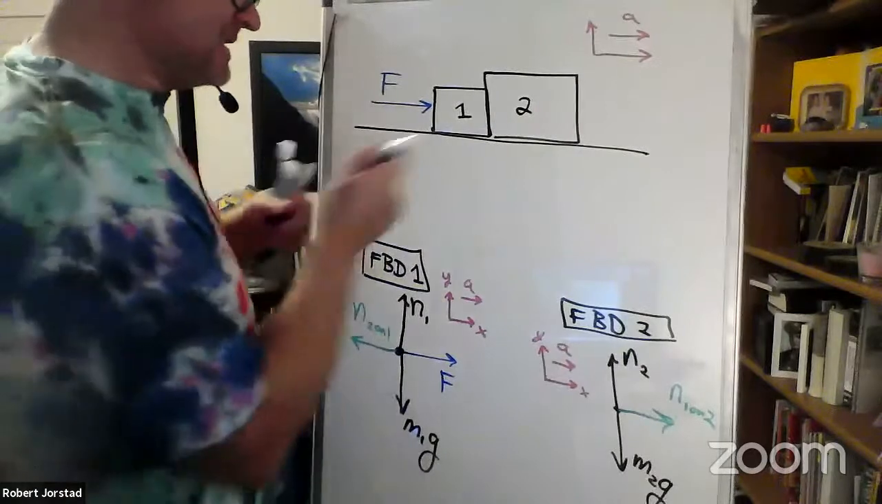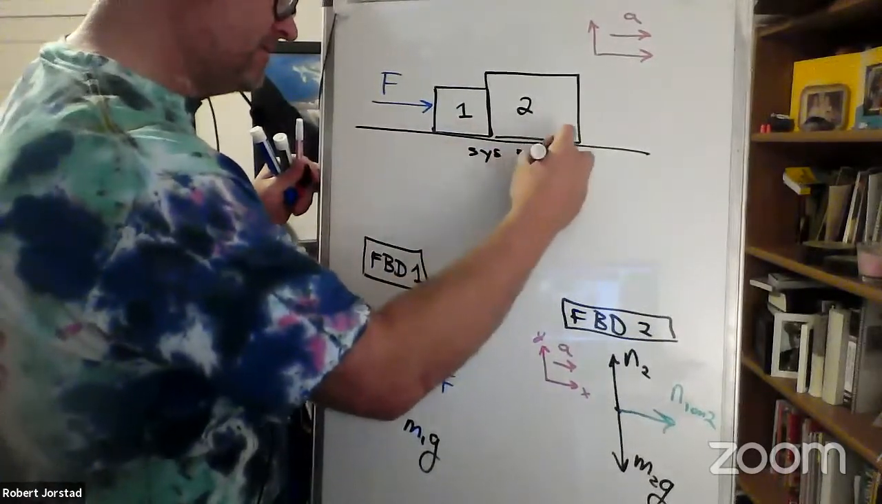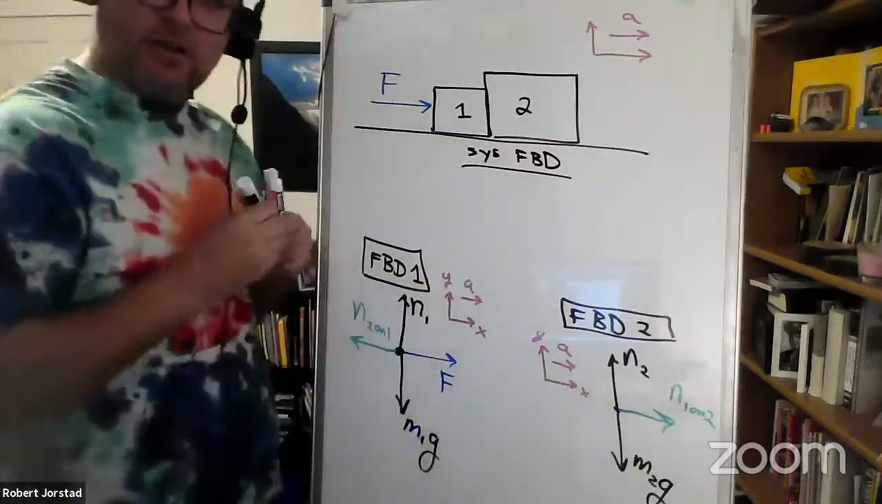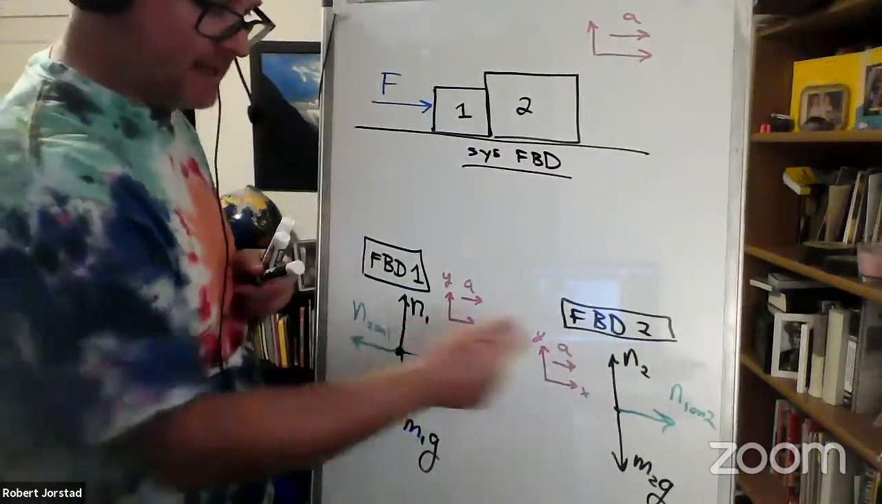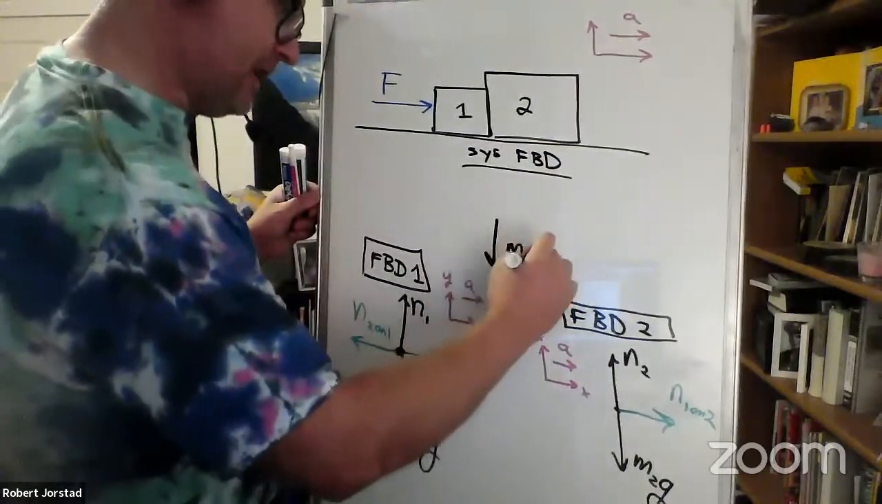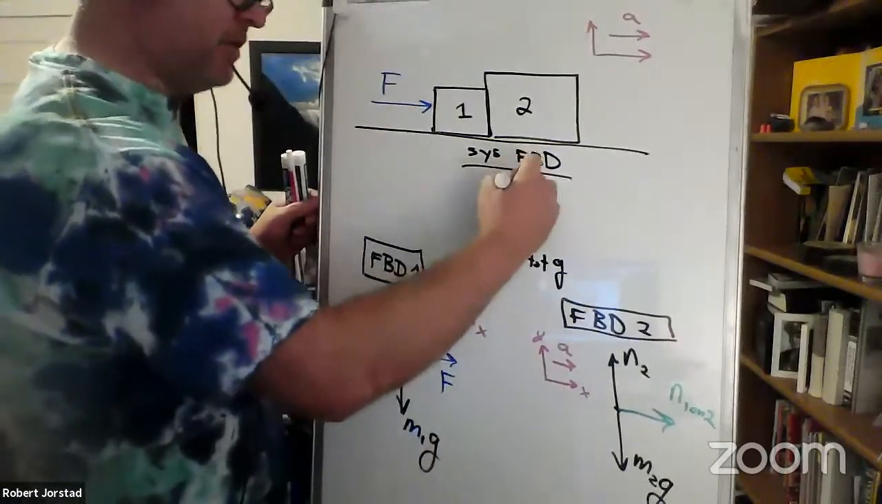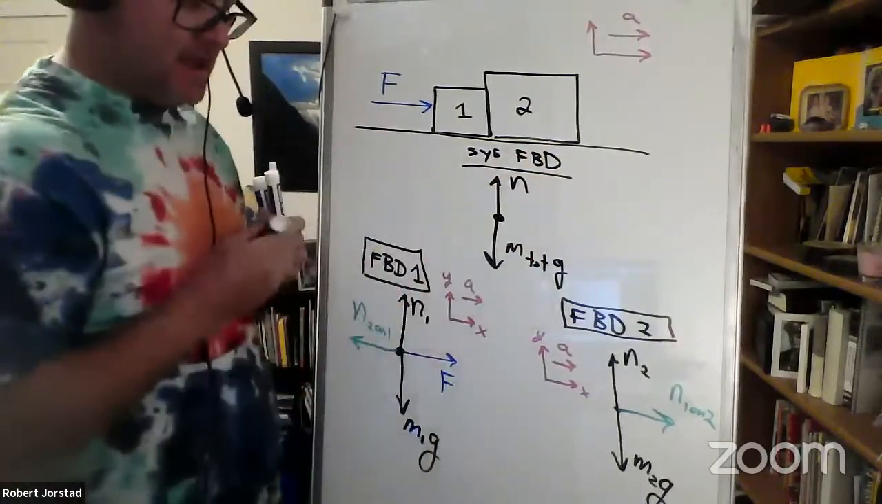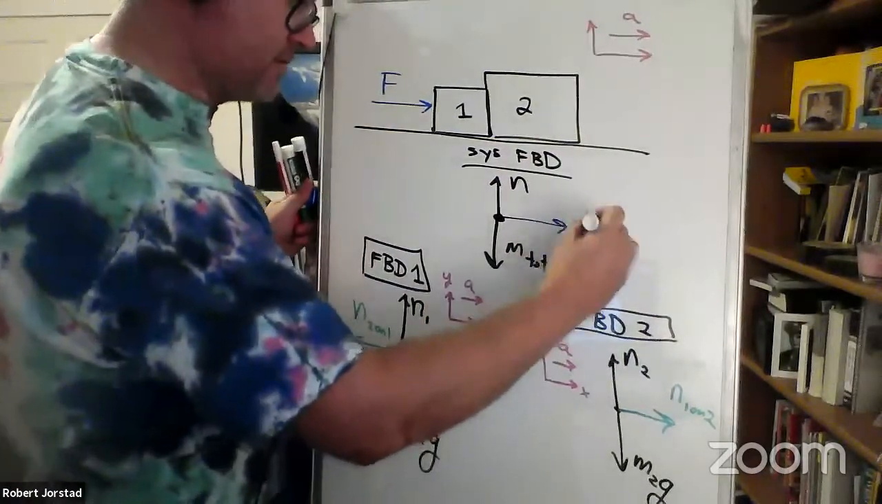If I did a system FBD, look what happens. Well, I'd have a normal force from the floor. That would be like these two. I'd have the two weights, so I would say M total G. That's the total weight. Then there'd be a total normal force up. And then there'd be a blue force this way, which was the applied force from the zombie.